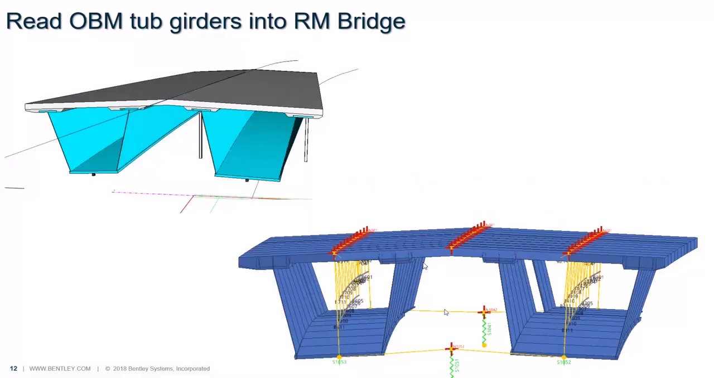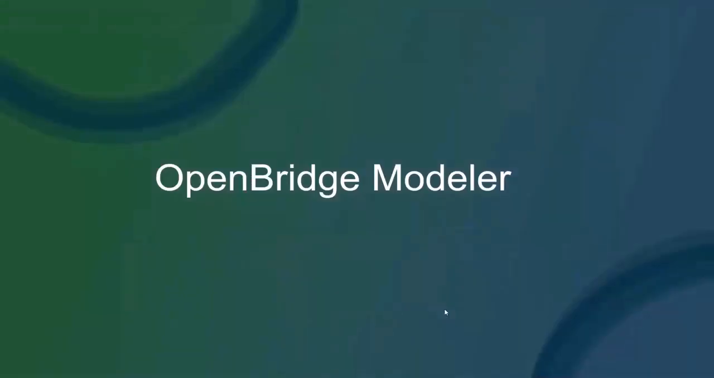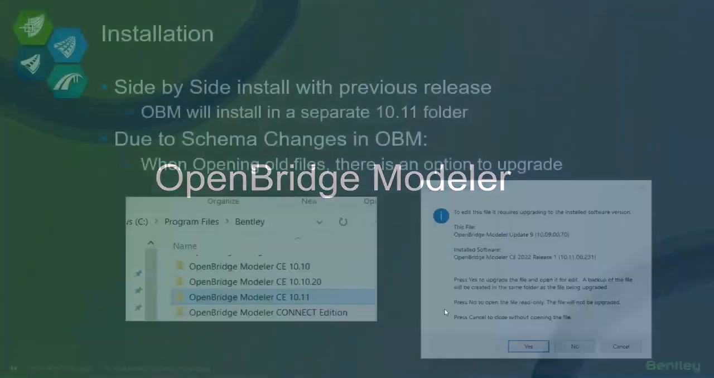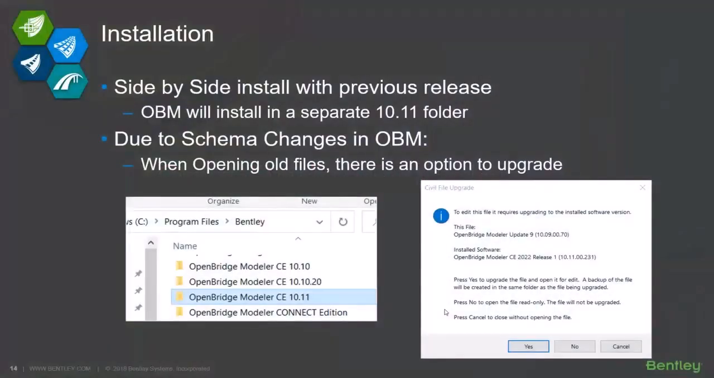Now, what about OpenBridge Modeler? As we continue from previous releases, and the same as in OpenRoads practice, we allow side-by-side installations. So if you're working for different organizations or state agencies that require a specific version of the software that may be newer or older than this release, you can install it, and it installs completely in a separate folder and uses its own workspace. So you shouldn't have any problems with that.